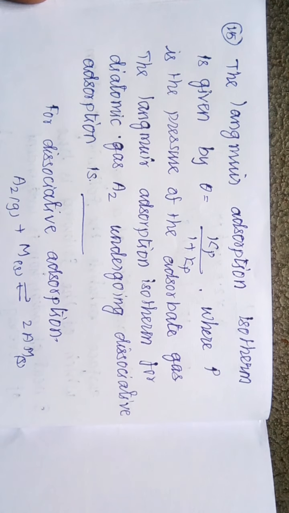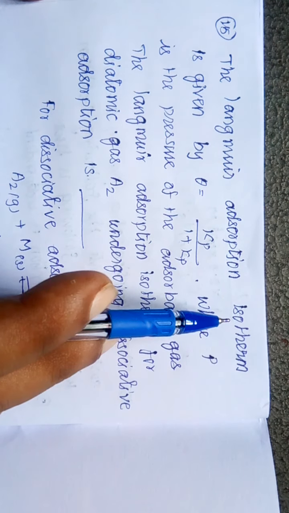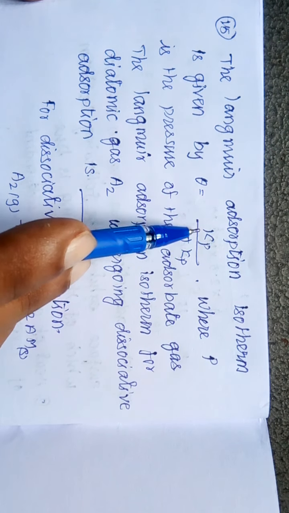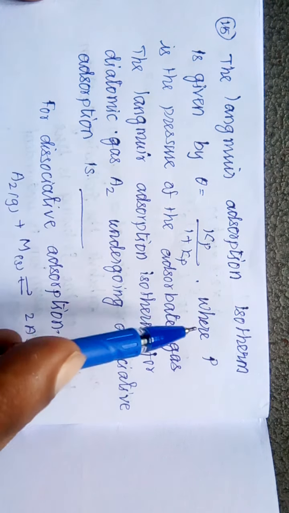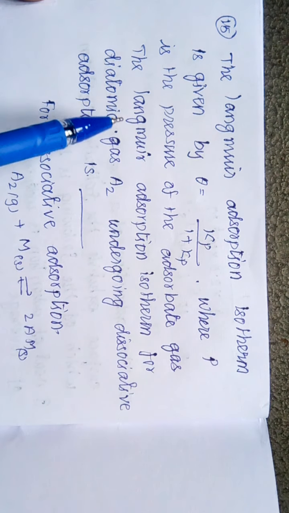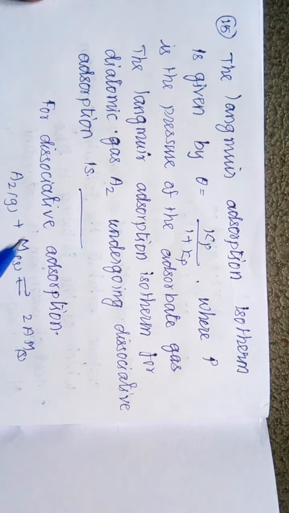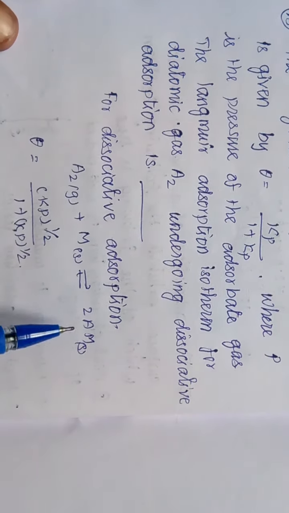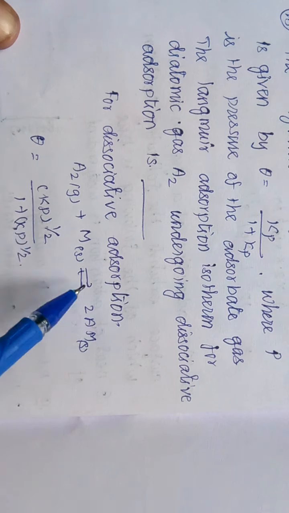This is also an important question where you have to learn the formulas. For the Langmuir adsorption isotherm, theta is equal to Kp by 1 plus Kp. K is the equilibrium constant, P is the pressure, and theta is the coverage, where P is the pressure of the adsorbate gas. The Langmuir adsorption isotherm for a diatomic gas A2 undergoing dissociative adsorption: A2 will dissociate into 2 A, and it gets adsorbed on the metal M.